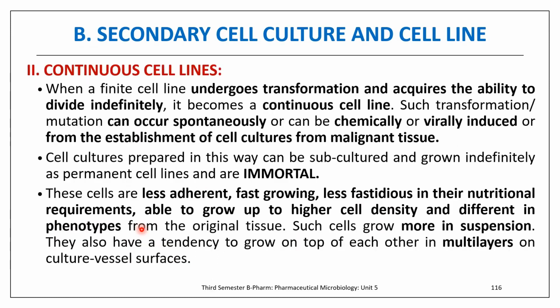Now what is meant by continuous cell lines? Suppose we are subculturing the secondary culture, it will undergo some kind of transformation and acquire the ability to divide independently or indefinitely. That kind of cell is known as continuous cells. What will happen in this kind of continuous cells? They will become immortal. After 70 to 80 subcultures, they will get the ability to divide indefinitely. They will become immortal.